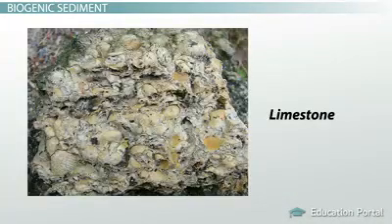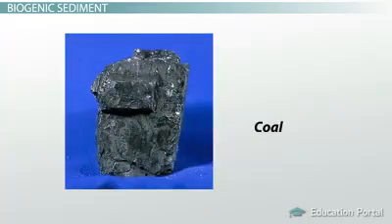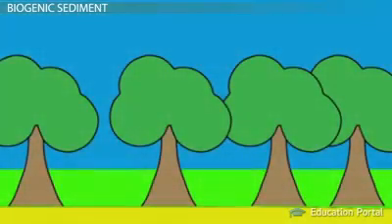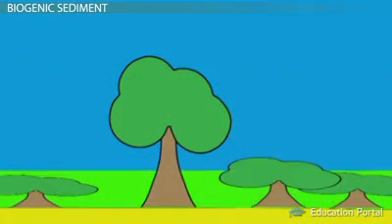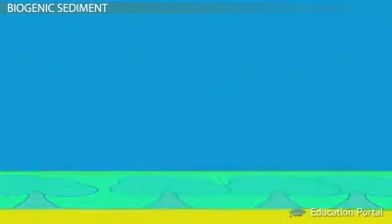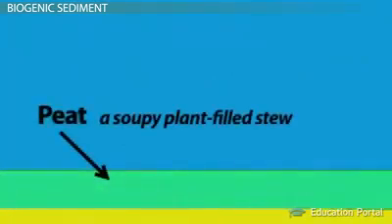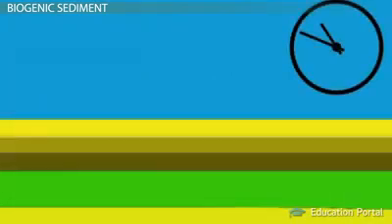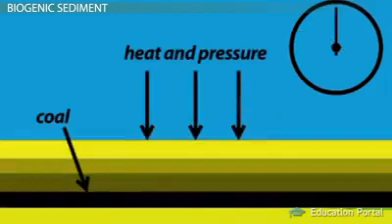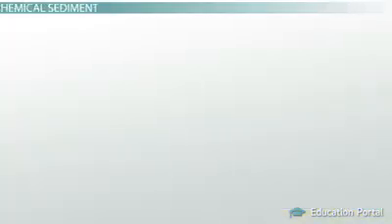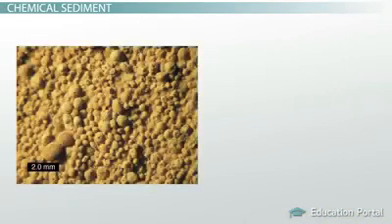Limestone is an example of a sedimentary rock that is composed mainly of calcium carbonate from the skeletal fragments of marine organisms. Another sedimentary rock that comes from biogenic sediment is coal. Coal forms when plant and animal remains accumulate and get compressed and converted to solid carbon. Of course, this is a slow process taking millions of years, which is why coal is considered a non-renewable energy source. The last type of sediment for us to consider is chemical.